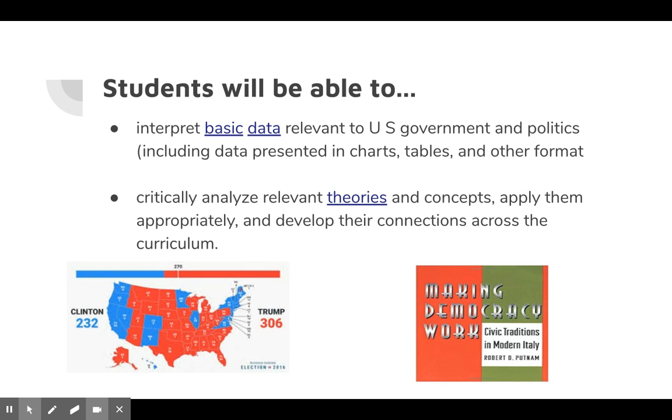Interpret basic data, whether that be, as I have here, data coming from an electoral college map and understanding the electoral college. Or, like I said, analyzing relevant theories to government, such as Robert Putnam's "Making Democracy Work" and the theories that he expands on in that work. So I think this class has tons of different resources. I'm very tech savvy and I take advantage of that. And like I said, I think this is going to be an exciting year to teach this class.